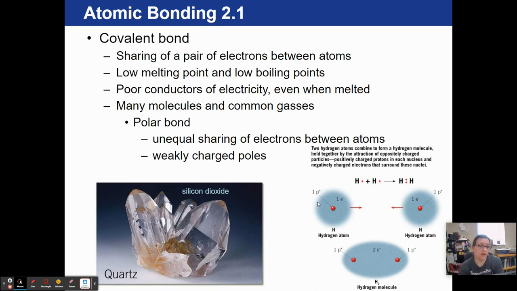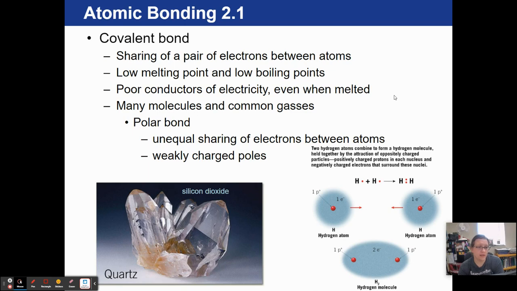A covalent bond is where they will just share their electrons. They're not necessarily giving them away and becoming ions that bond together. These create substances that have low melting points and low boiling points. Also, poor conductor of electricity because they're sharing the electrons, which doesn't allow for a lot of flexibility, even if you melt the original substance.